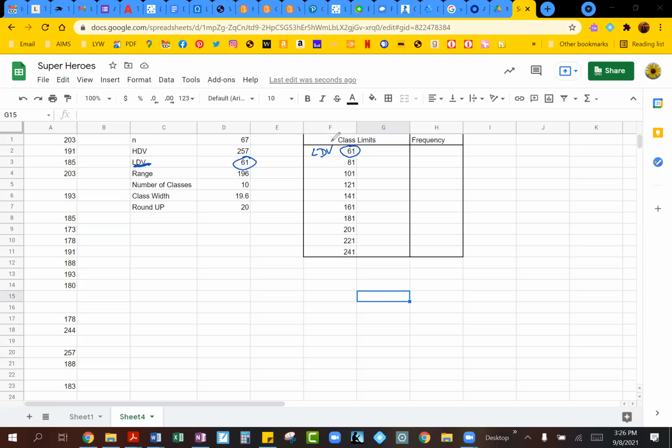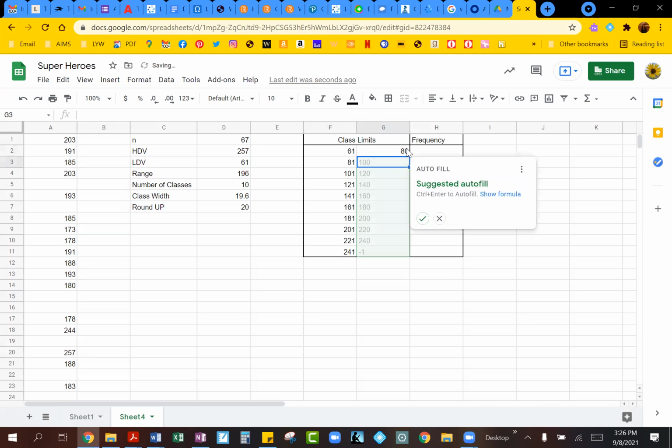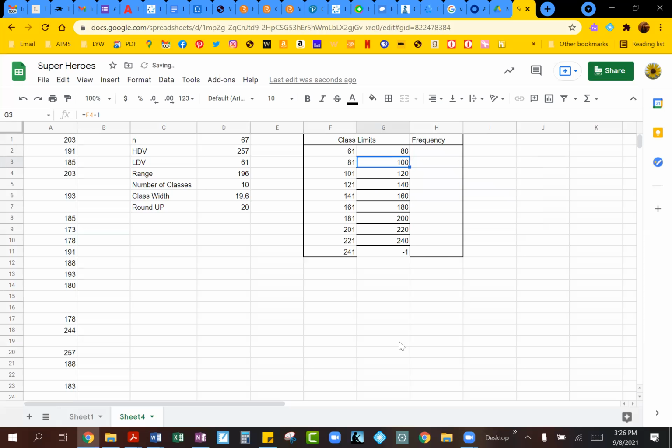Now, to come up with our upper class limits. So remember how we said there can be no overlap between the upper class limit here and then the lower class limit for the next one. So since this guy is starting at 81, that means this guy needs to end at 80. So I'm going to click on 81 as my cell and then just subtract 1 from it. Because, again, I'm going to let Google Sheets do the calculation for me. And it's suggesting an autofill, so I'm going to say yes.